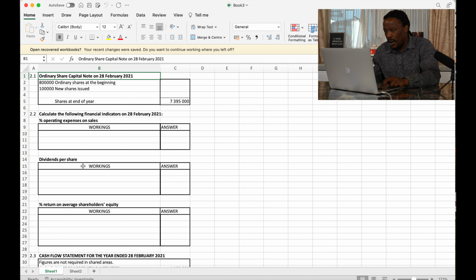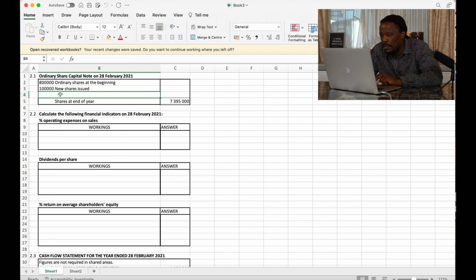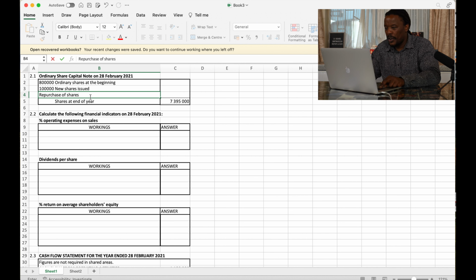And before you waste any time, you are like, okay, ordinary shares are given, amount 100,000 shares also given. They are also going to speak about repurchase of shares. Let me start here. Repurchase of shares. And it's always like this because I know my format, so I don't want to waste time and I don't want to be confused.